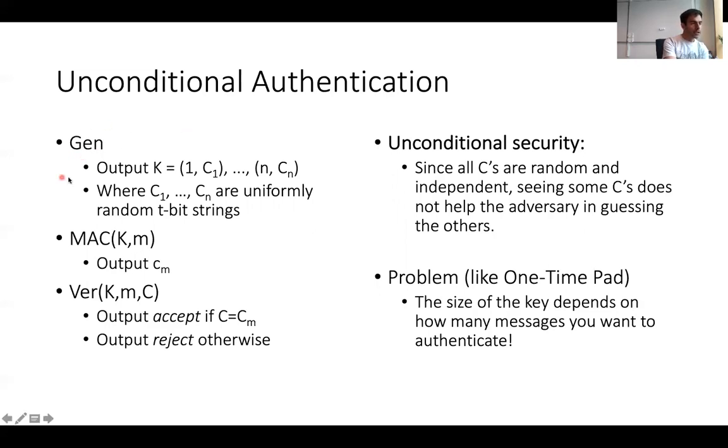So the key generation algorithm outputs the following. The key in such a scheme is a number of codes, C1 to Cn, where each one of these codes is simply a uniformly random bit string. And you have one of these codes for every possible message that can be sent in the system. So let's suppose that you want to build a system in which you can send a single bit. Then you would have two codes: C0 for when you want to send a bit 0, C1 for when you want to send a bit 1.